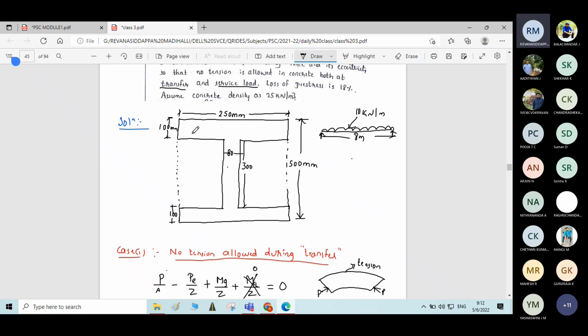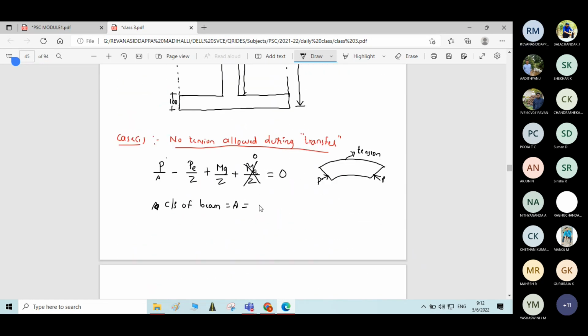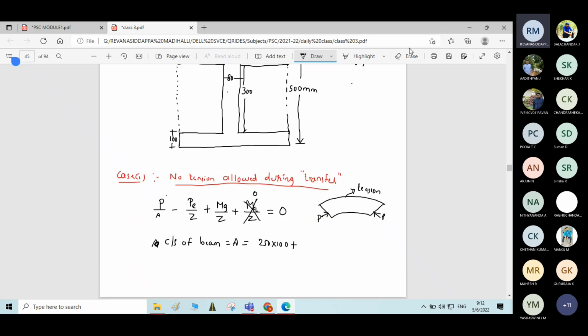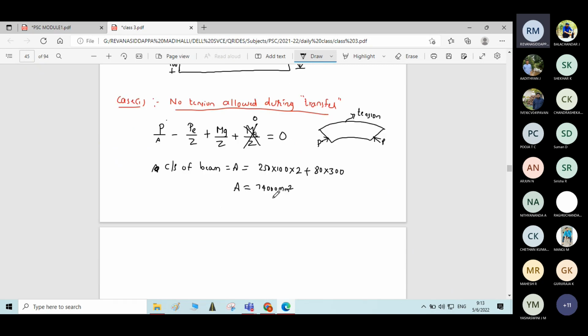The overall area will be 250 by 100 into 2 flanges, plus the area of the web, 80 by 300. What will be the total area of the cross section? Please cross check the answer: 74,000 mm square. All of you please calculate and cross check. If you get any different answer, let me know and we'll correct it. So 74,000 mm square.